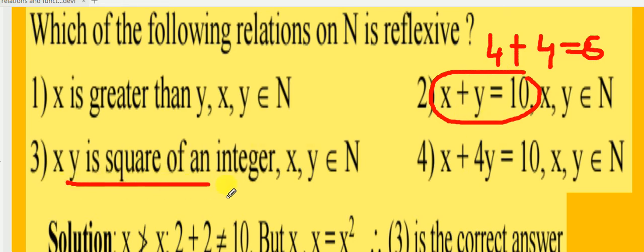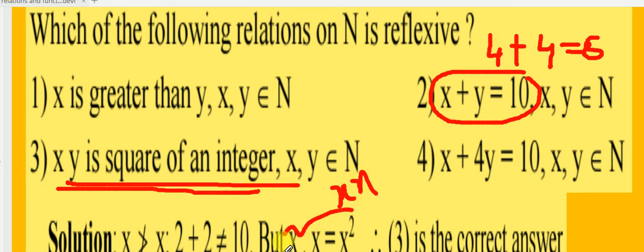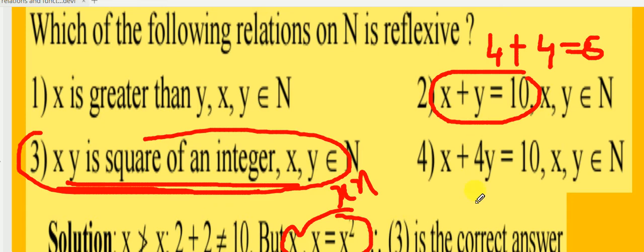X y is a square of an integer. That is, I have to consider x into x here. That is, x into x is x square here, which is a square of an integer. Therefore, answer 3 is the right answer, and we need not check this fourth option because we got the answer as option 3 here.